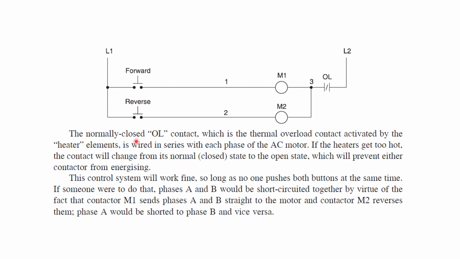and for the reverse direction another switch, and M2 gets energized. The normally closed thermal overload contact is activated by the heater element. It is wired in series with each phase of the AC motor. If the motor gets too hot, the contact will change from its normal closed state to open, which will prevent either contactor from energizing. Similarly, the phases A and B would be short circuited together: contactor M1 connects phase A, and contactor M2 reverses them. Phase A would be shorted to phase B and vice versa.